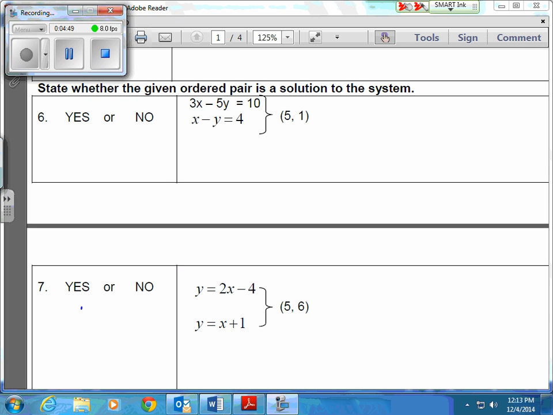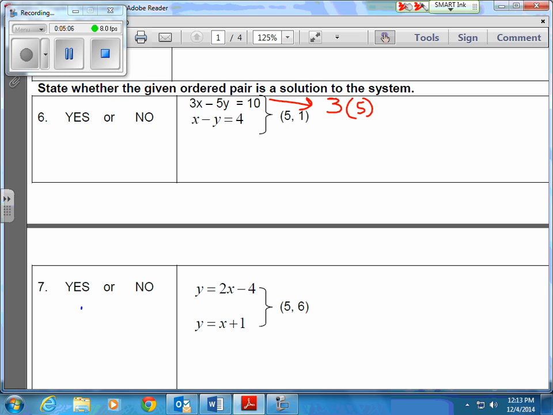Number 6, trying to decide whether the point (5, 1) is a solution to the system of equations. For it to be a solution to the system, that has to work in both equations. When I mean work, I mean, if you put 5 in for x, I'm using the top equation, I'm putting 5 in for x and 1 in for y, do I get 10? Well, 3 times 5 is 15, minus 5 times 1 is 5. Does that equal 10? Yes. So it works in the top one.